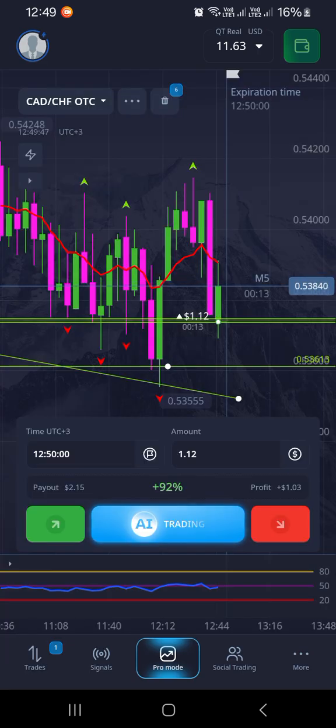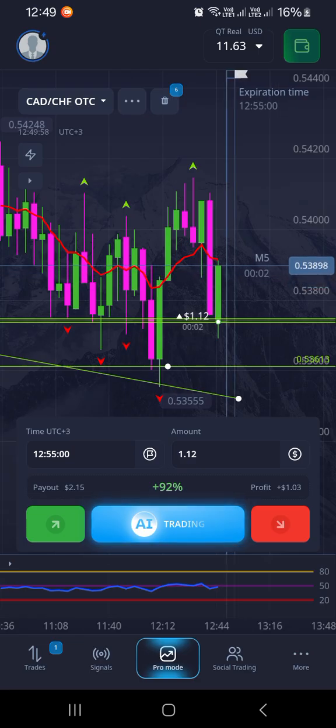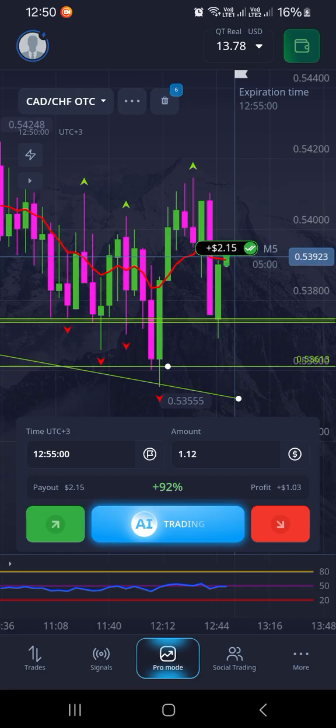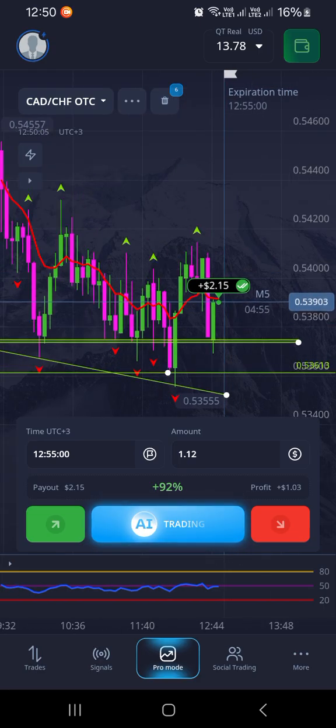So this was our trade. Let us wait and see. Remember, when a support level is broken, the chances of it becoming a strong resistance level are very high. It's a fantastic trade. Very fantastic trade, guys.